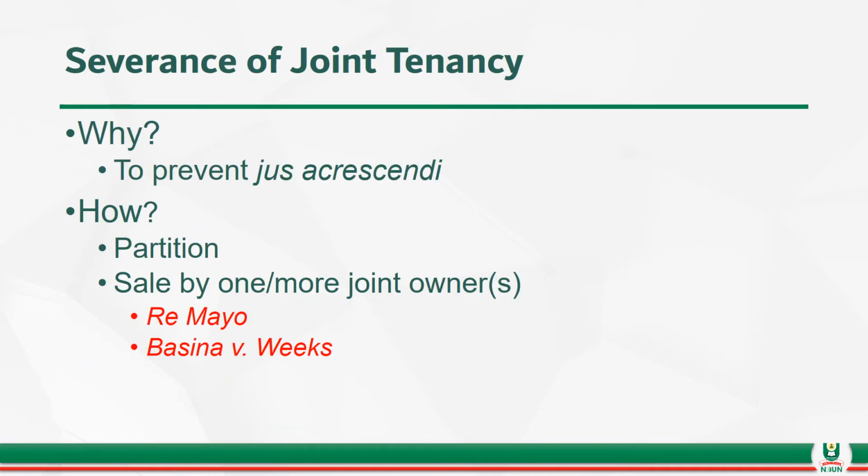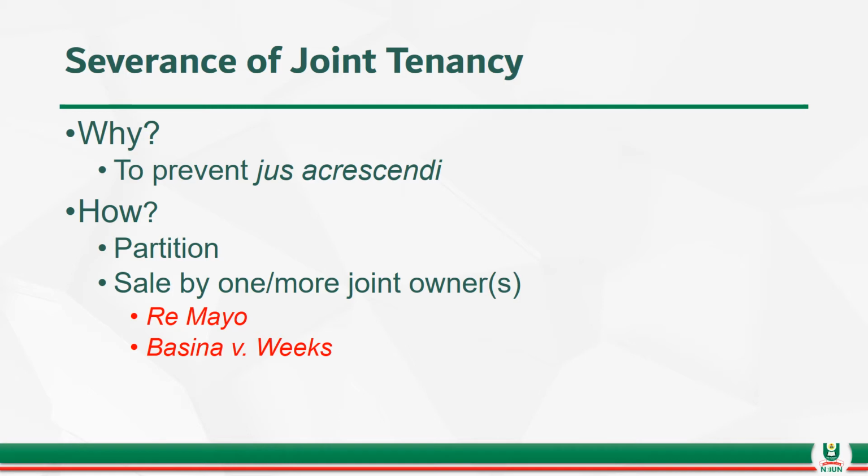Now, how do you sever a joint tenancy? Why would you even need to do that? You need to do that to prevent the principle of jus accrescendi. So different tenants want to be able to give, when they pass on, their interest to their survivors, their family members or whoever they choose. They don't want the surviving joint tenants to enjoy to the exclusion of their loved ones. So they need to sever the joint tenancy. And you can do it in many ways. You can do it by partition, whether by the parties agreeing on their own, or a court making an order of partition. Either way, there will be a deed of partition executed.